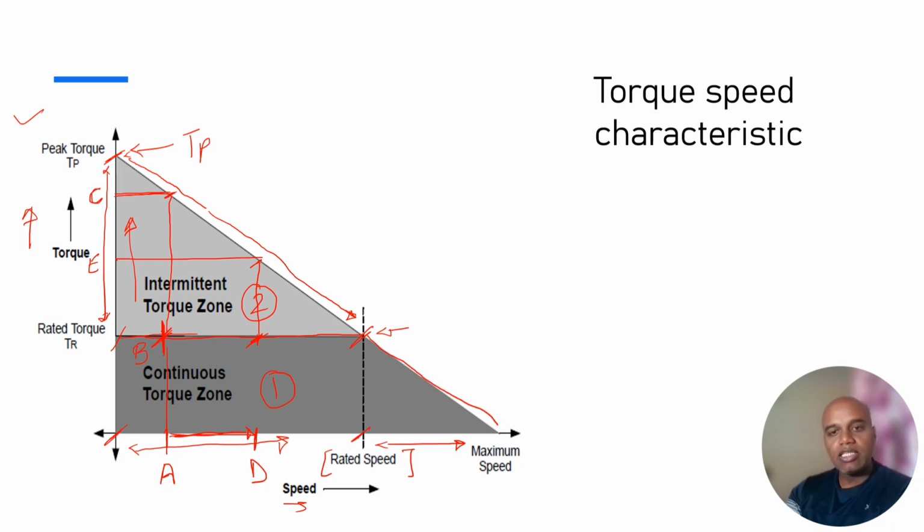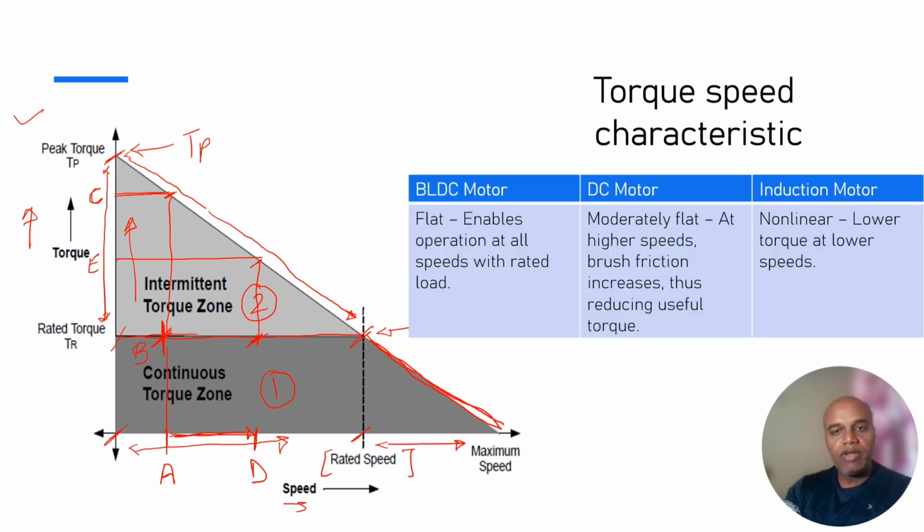So this is the curve, or the slope, by which the torque of the BLDC motor reduces after the rated speed of my motor. And it has been shown over here that the BLDC motor curve is flat. It enables operation at all speeds with the rated load. Comparatively, with the DC motor, the torque is moderately flat at higher speed, but as the brush friction increases, it reduces the useful torque. And specifically, we are talking about the DC shunt motor here.